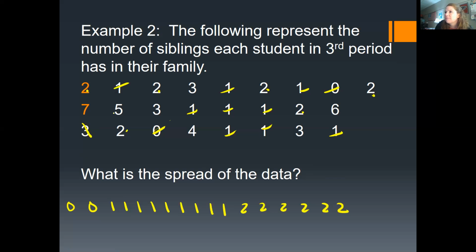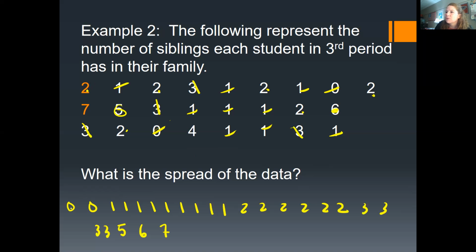And then we have 4 threes. And then I see a 5. So I have a 5. I have a 6, and a 7. All right, so let's see how many numbers we started with. We have 8 times 3 is 24 plus 1, 25.